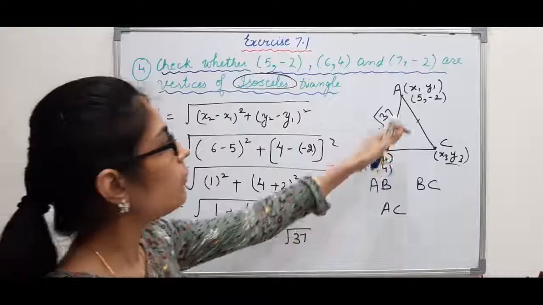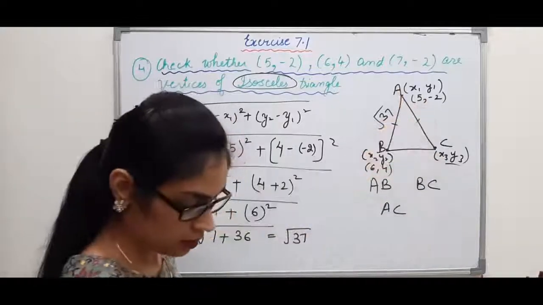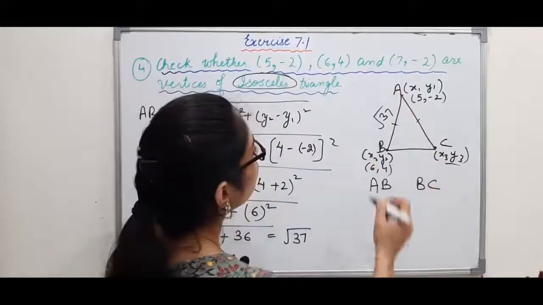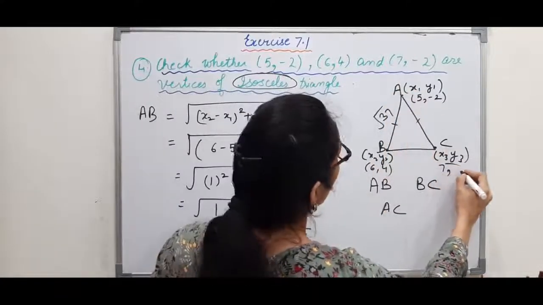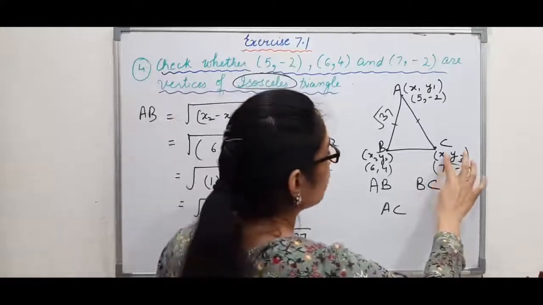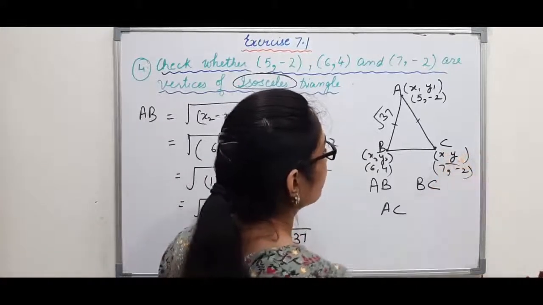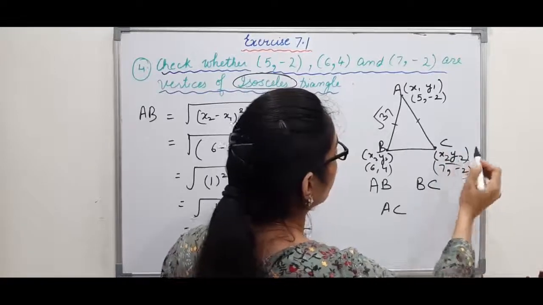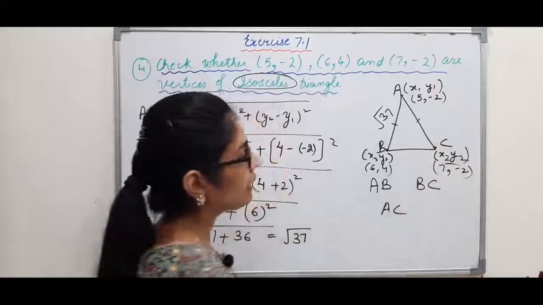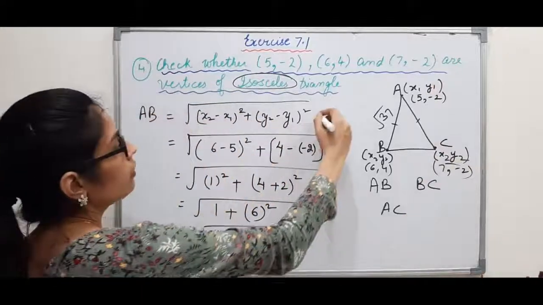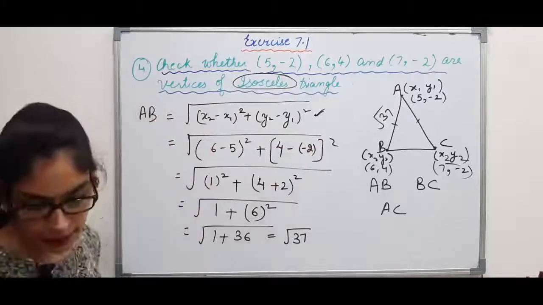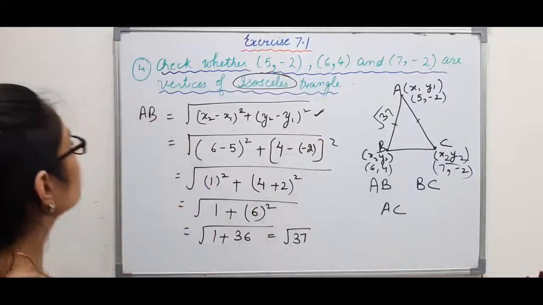Now let's find AC. Again you have to be careful regarding the points. So this is 7 and minus 2. Here we will name it x2, y2, because these points are x1, y1 and I am just naming these points as x2, y2 so that you can easily substitute in this formula. So now we are finding the distance between A and C.